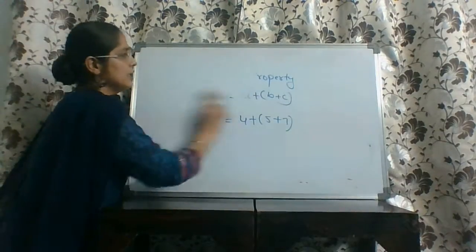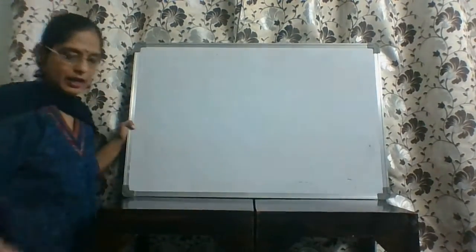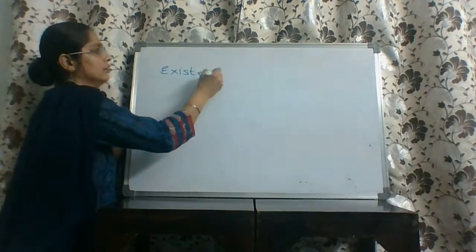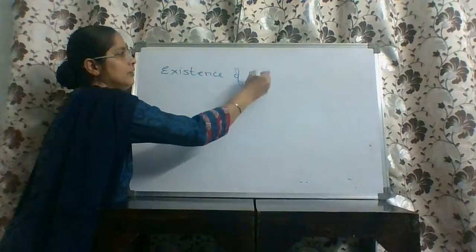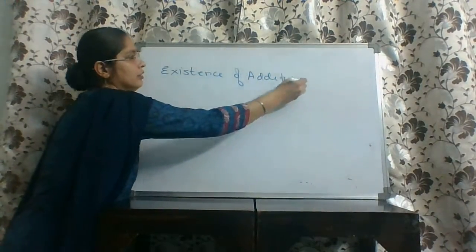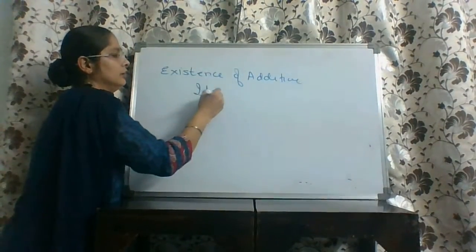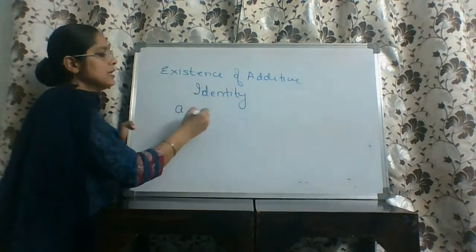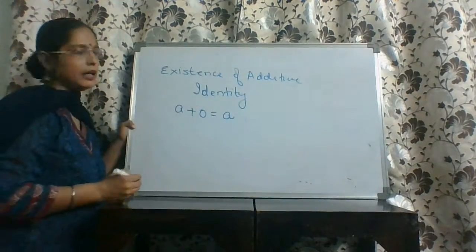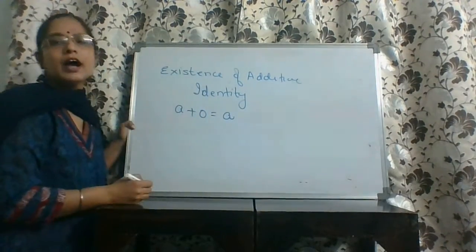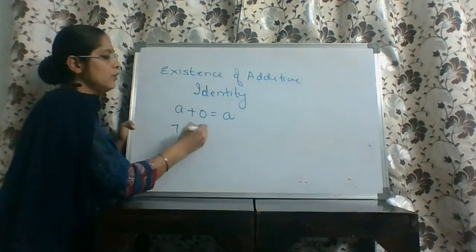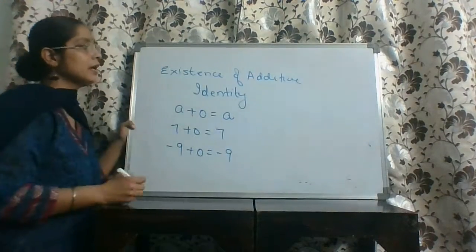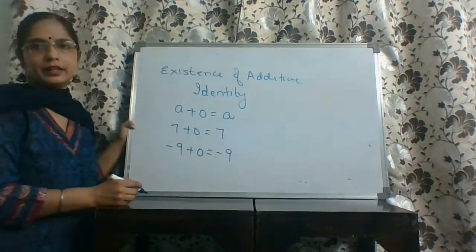The fourth property is existence of additive identity. What is this property? a plus 0 is equal to a. Here 0 is the additive identity. 7 plus 0 is equal to 7. Minus 9 plus 0 equal to minus 9. 0 is the additive identity.